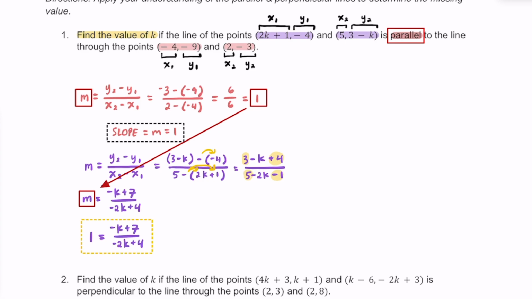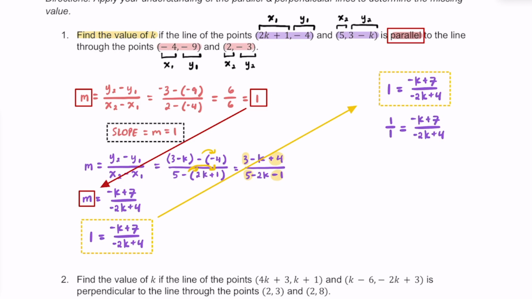Let's go ahead and take this equation that just has one variable in it, and let's solve it over here. Now there's a few ways you can go about solving this algebraically, but on the left side I'm just going to write 1 as 1 over 1. And then I'm going to use cross multiplication and multiply the cross products here. Multiplying the cross products, we're going to get this equation right here, and since 1 times each of these just stays the same, we can just write -2k + 4 is equal to -k + 7.